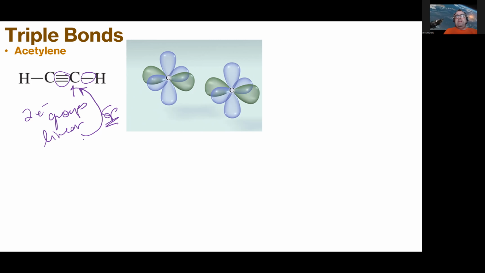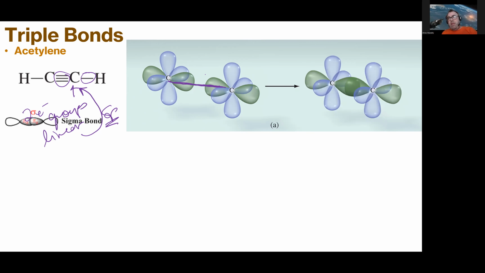So what acetylene does is the 2 carbons overlap end on along the bond axis of their sp orbitals and make a sigma bond. So there's our sigma bond right here.